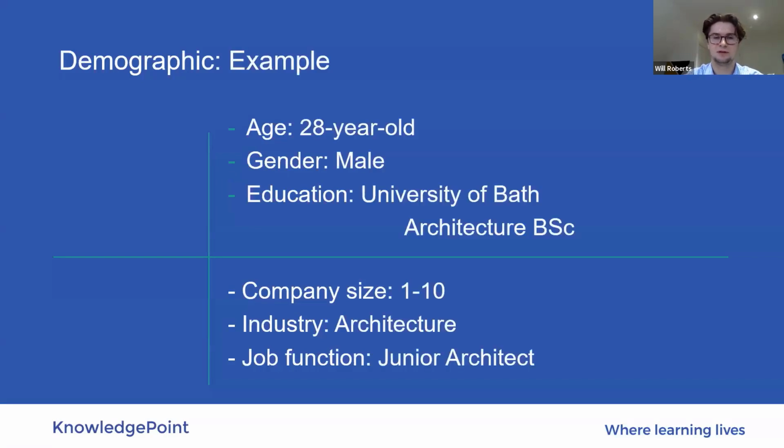So some examples of these would be a 28-year-old male from the University of Bath with an architecture BSc. They work in a company size between 1 to 10 people. The industry is architecture, and their job function is a junior architect.